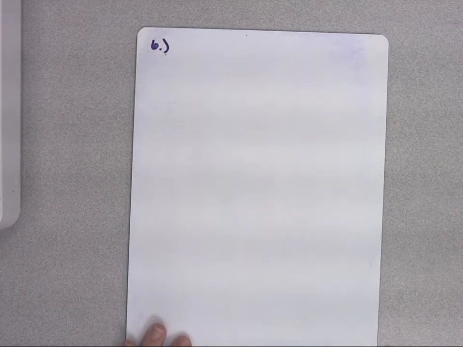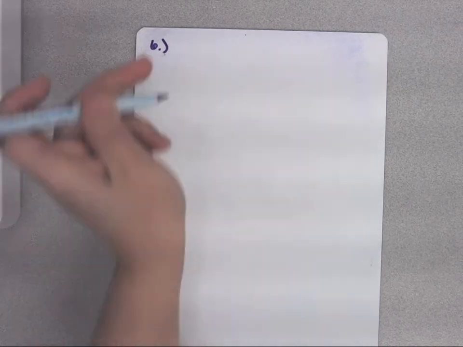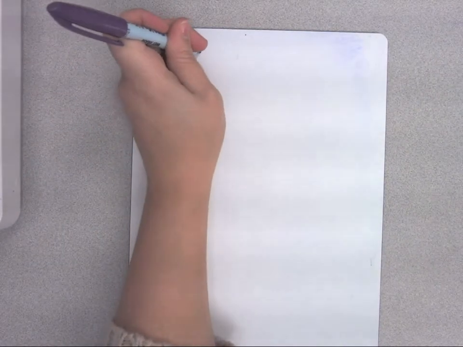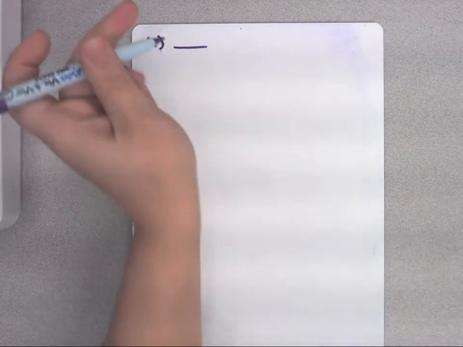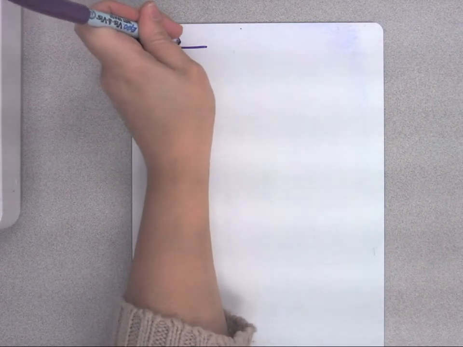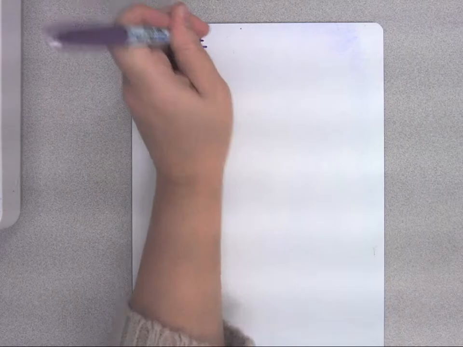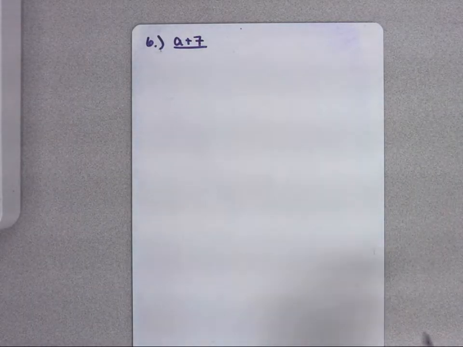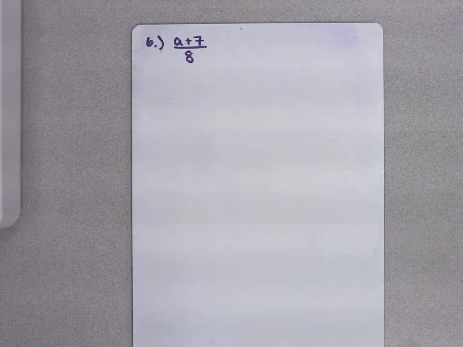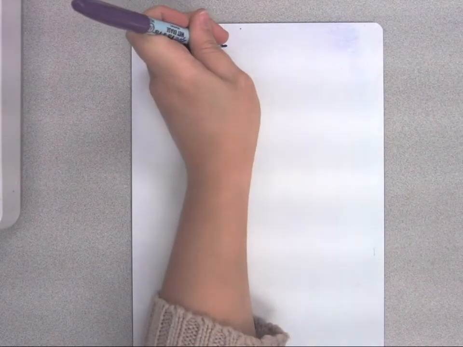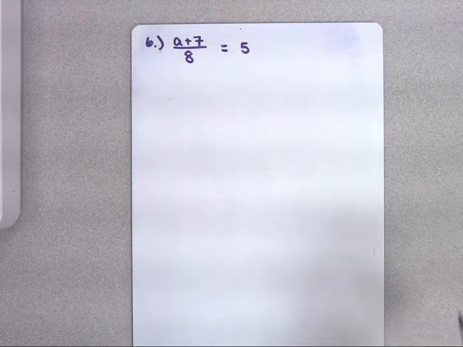Okay, number 6. This is going to have a fraction in it. Start with the fraction. You do have to write your fractions as a straight across line fraction. You cannot write that sideways fraction. Top of the fraction is going to have a plus 7. Bottom of the fraction is going to have the number 8 underneath it. And then equals 5 off to the side.